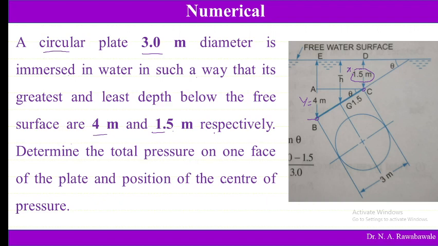So again here angle is not given. Instead of angle, these two distances are given. One end is at 1.5 meter from free surface, another end is at 4 meter from free surface of liquid. So this is the front view, whereas the auxiliary view is a circle. When we see perpendicular to this plane, we get the auxiliary view as a circle.